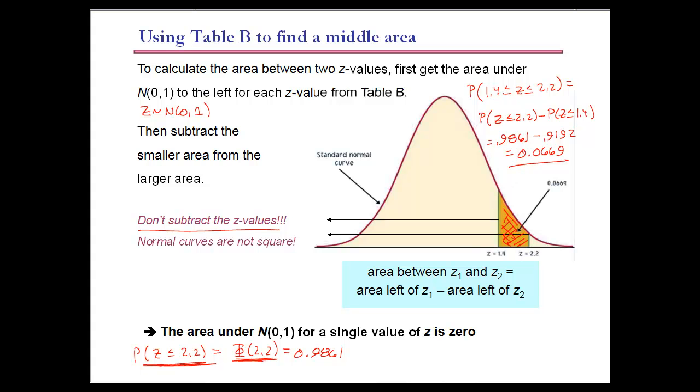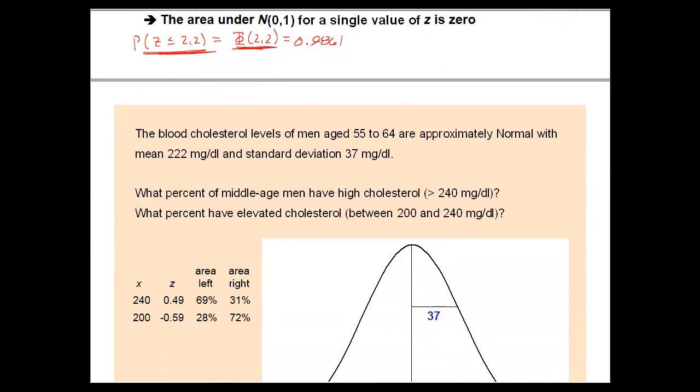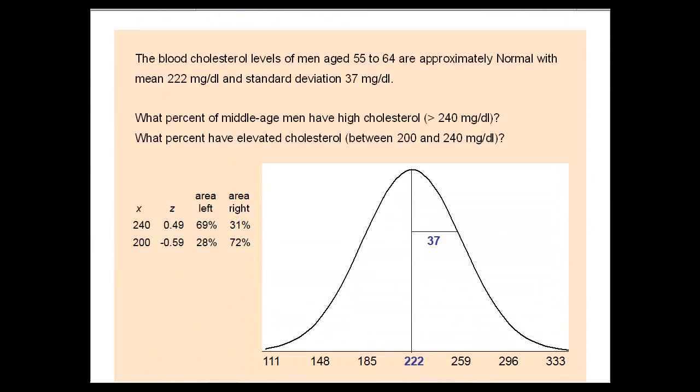Let's go ahead and look at an example where we're standardizing scores again. For this example, we're looking at the blood cholesterol levels of men aged 55 to 64, and they tell us that these levels are distributed approximately normal with a mean of 222 and a standard deviation of 37. So the first thing I would say here is that cholesterol, let's call it X, is distributed normal. And usually for approximately normal, sometimes I'll put a dot up above the tilde sign.